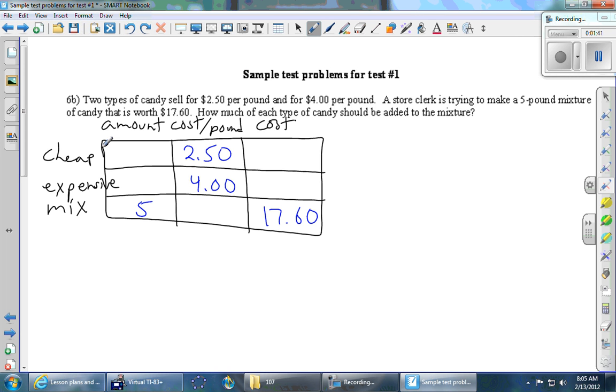And now finally, I don't see anything else in the problem to fill in, so we need to introduce a variable. How about we let x equal the amount of cheaper candy? So the number of pounds of cheaper candy.